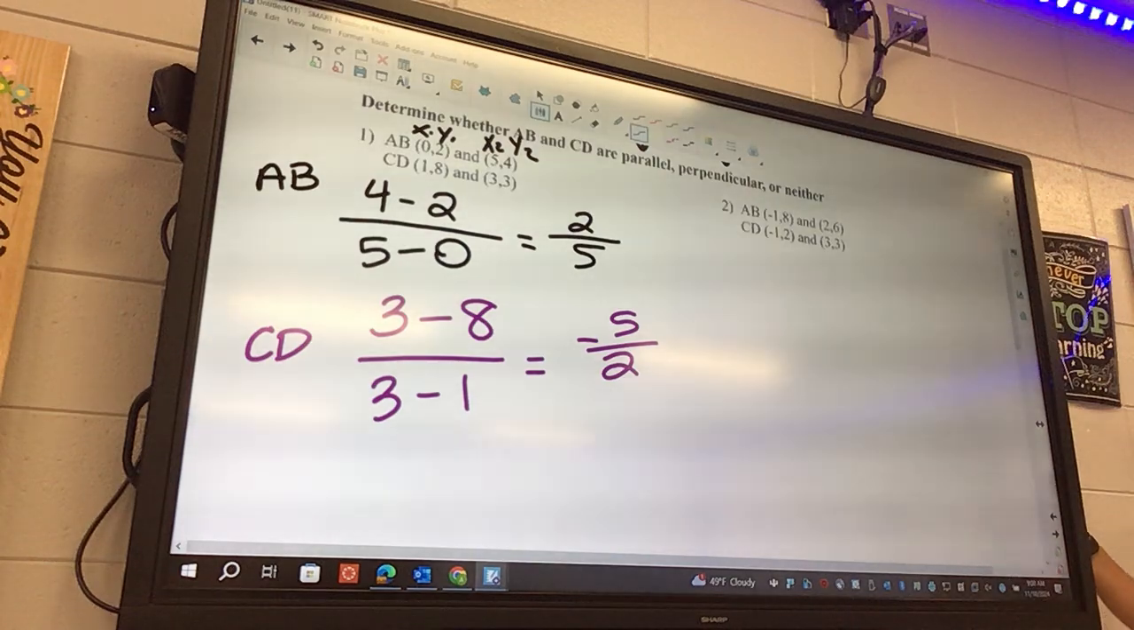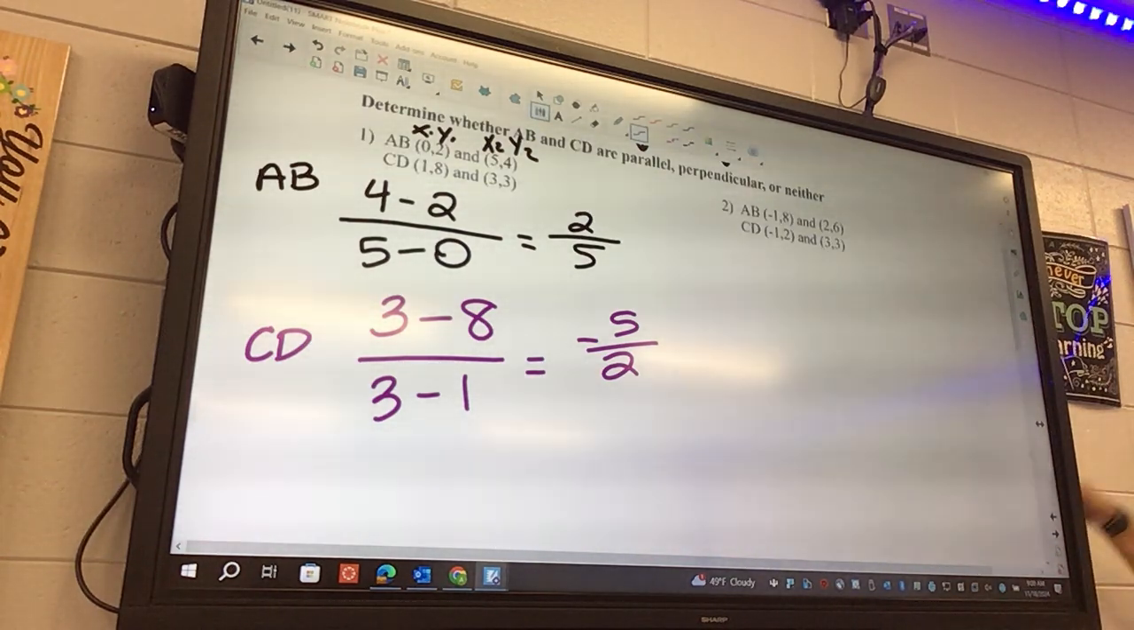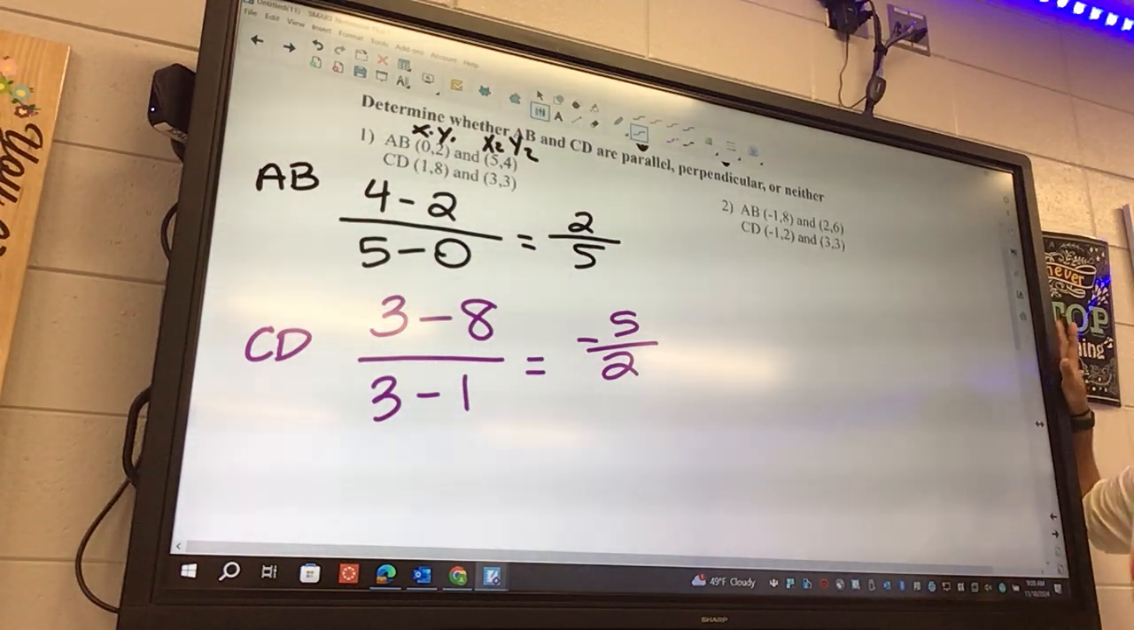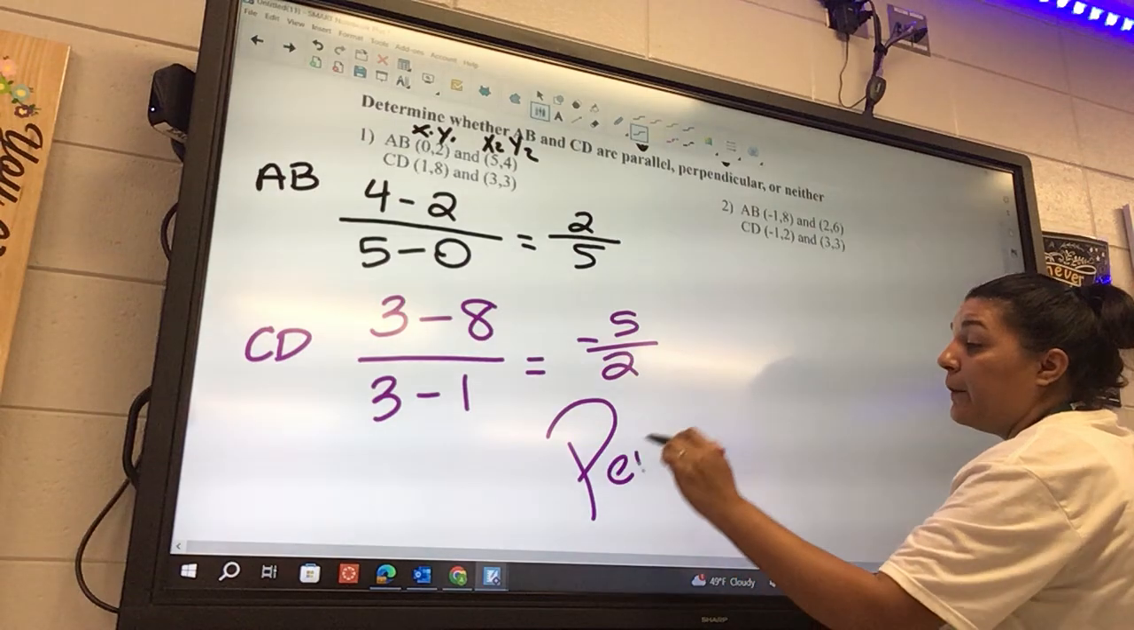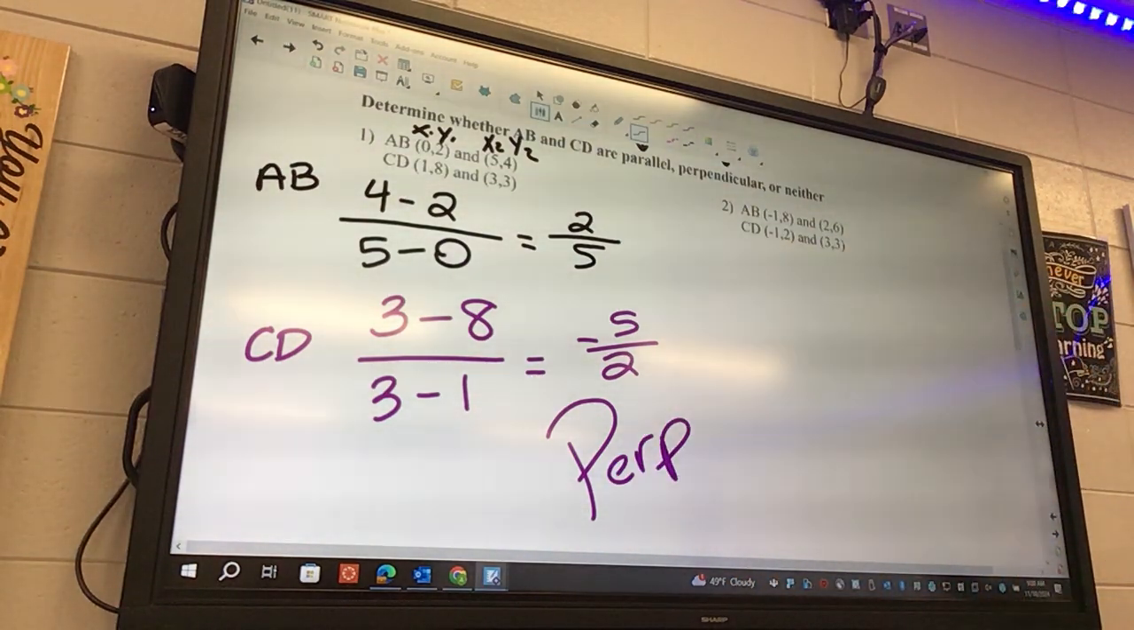Okay, so are the slopes the same? No. Are they flipped and changed? Yes, then it is perp. So this is going to be perp. Make sure that you write down the answer when we're doing these, okay?